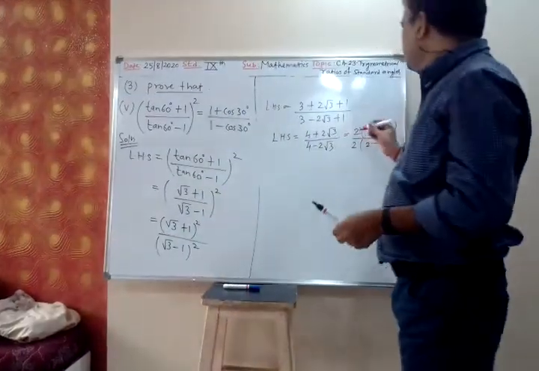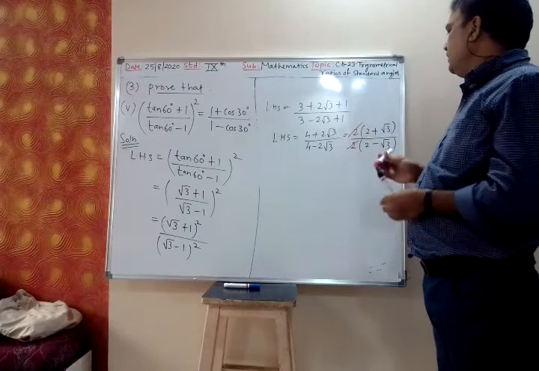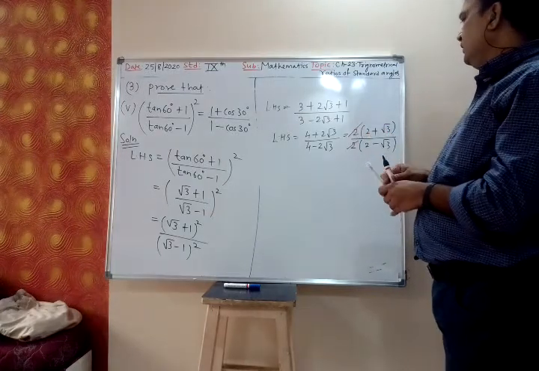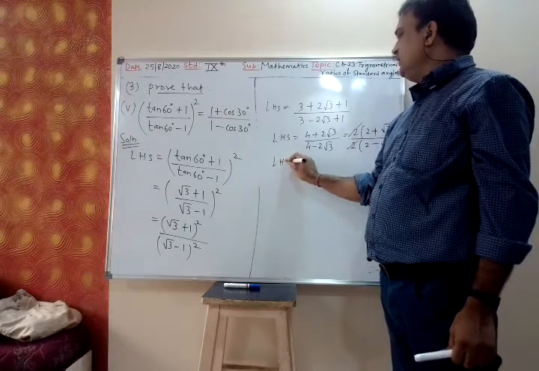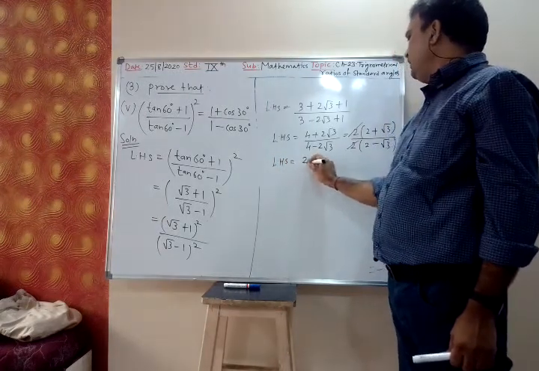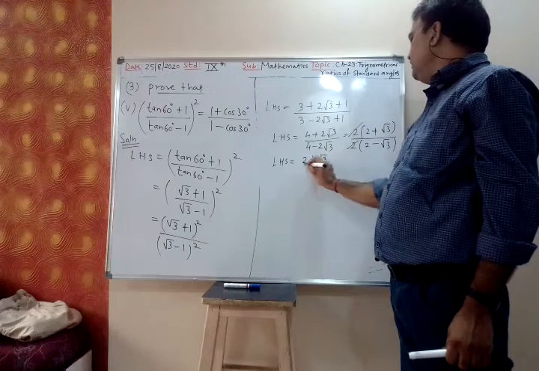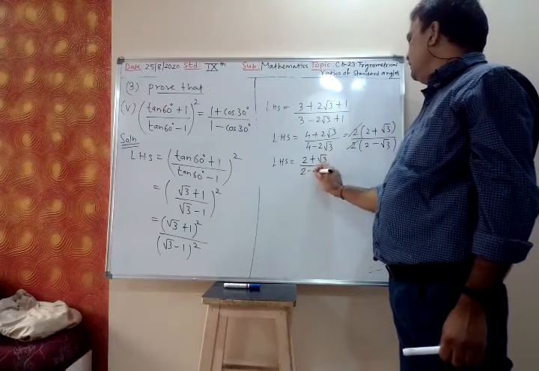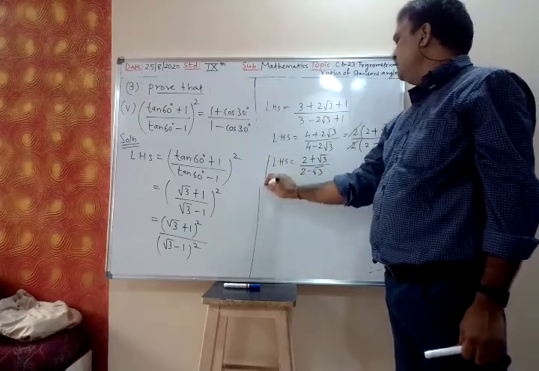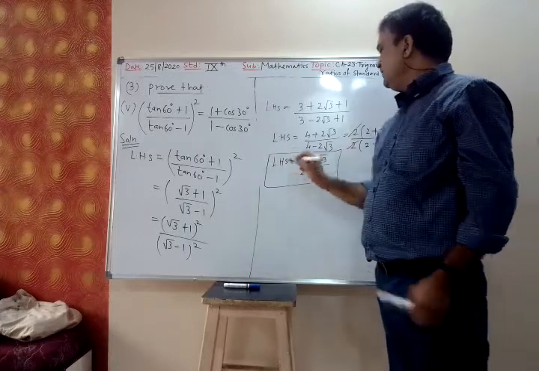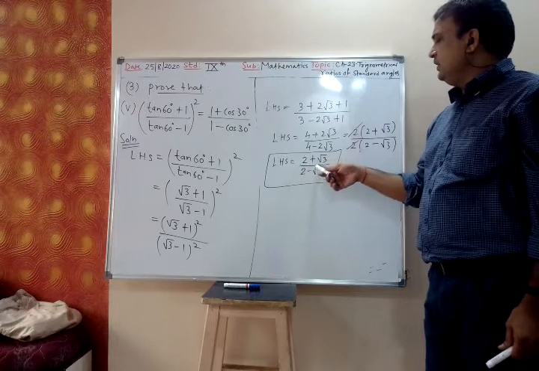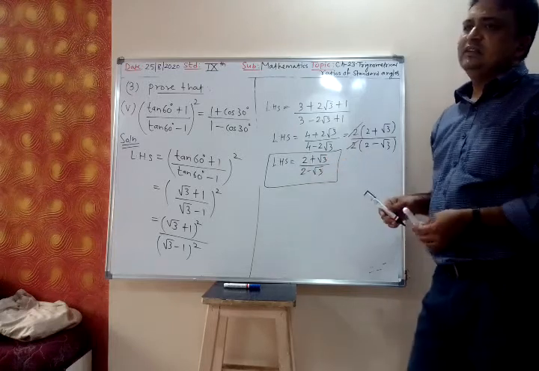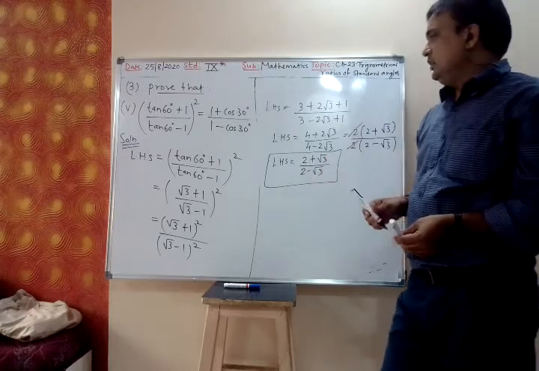You can cancel the same term from numerator and denominator. They must be the same term. So left hand side is 2 plus root 3 upon 2 minus root 3. Now how are they the same? They differ in the sign, no? It is 2 plus root 3 and it is 2 minus root 3. So you cannot cancel them.